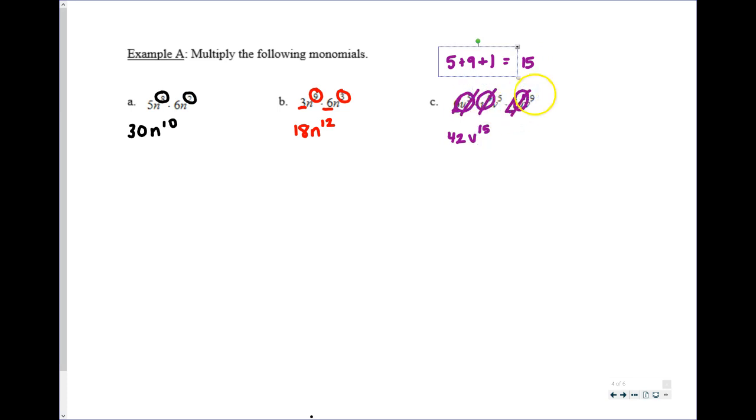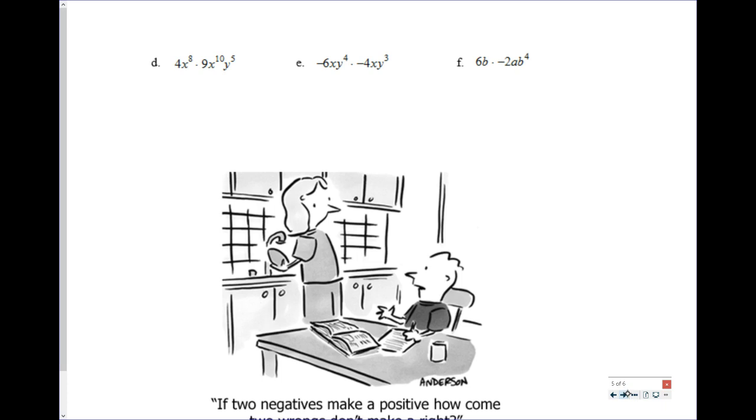The last thing you have are v's. You've got v to the 9th and v to the 5th. Well, 5 plus 9 is 14, so you've got v to the 14th. Okay? So you just got to be careful and take your time and count correctly. Okay? Let's try a few more with these double variables.